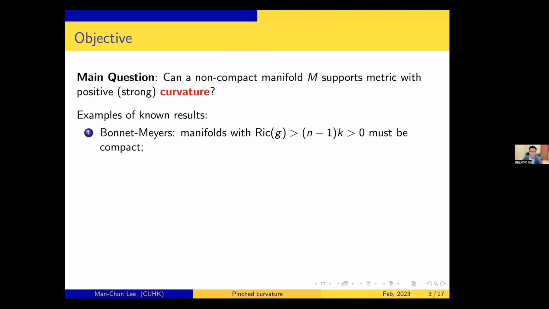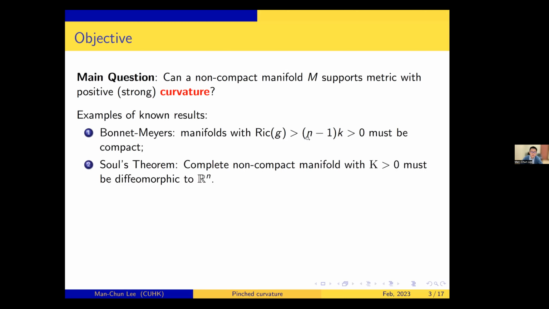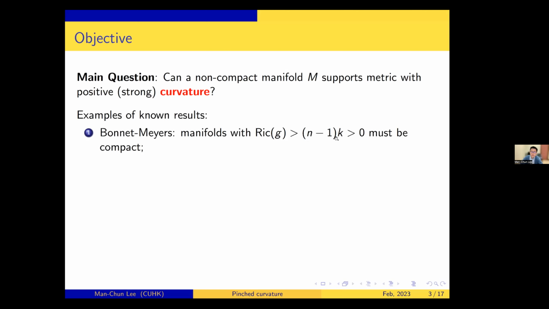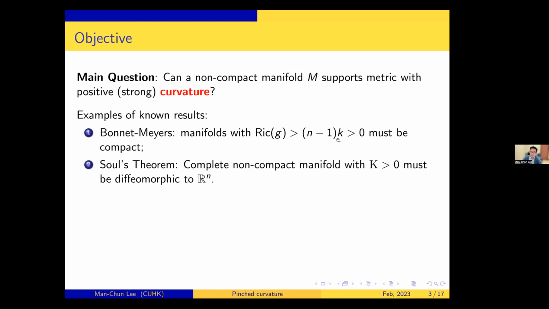The well-known theorem in this direction is the Bonnet-Myers theorem: if the Ricci curvature has a strictly positive lower bound, then the manifold must be compact. Actually, the lower bound can be further generalized to quadratic decay. In other words, the Ricci curvature can't be positive if the positivity decays slowly. And of course, the Soul theorem is also a typical example of this question.